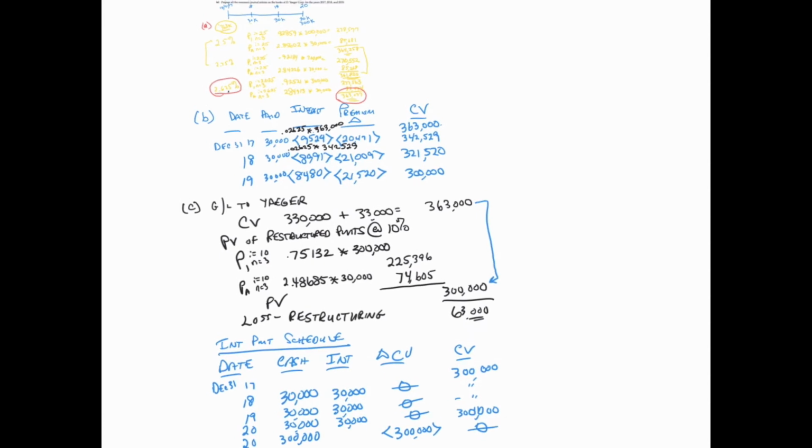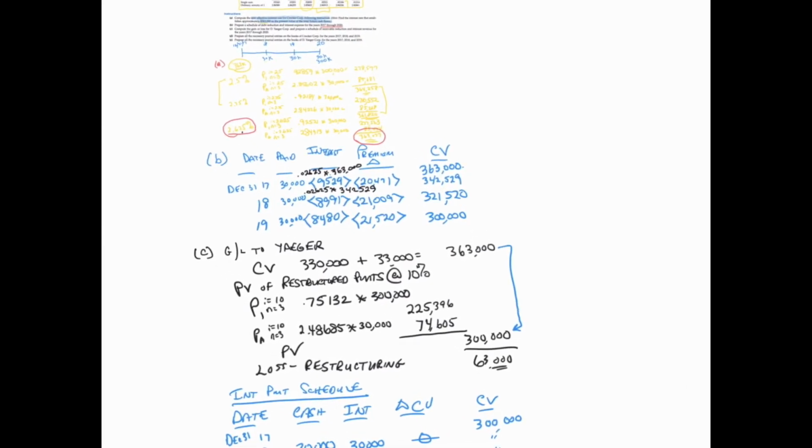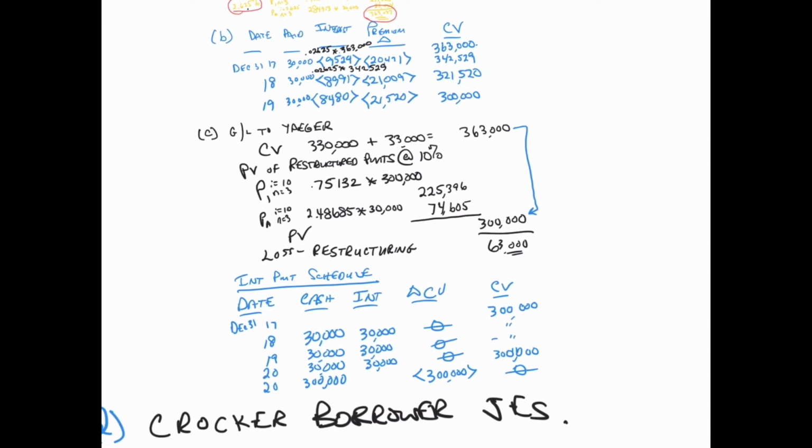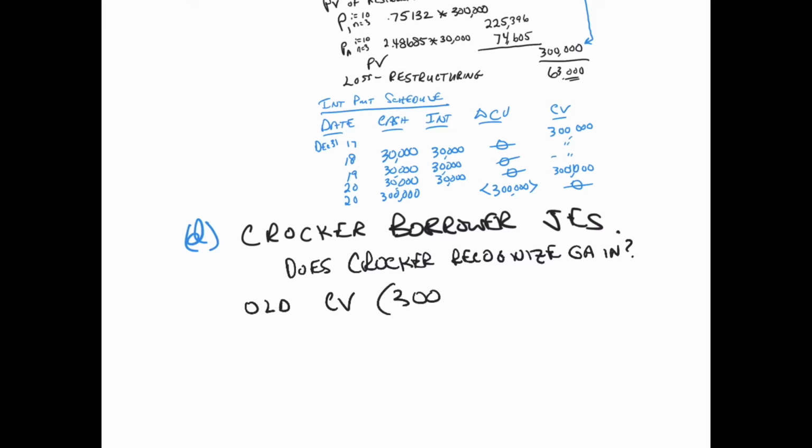Remember, when we did this up here, from Crocker's point of view, does Crocker recognize a gain? The old carrying value was the 330, plus the interest accrued, which was 33. So the amount of debt that we had on our books was 363.